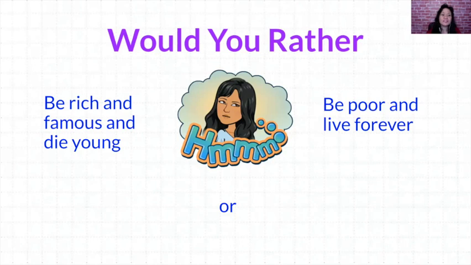Okay, would you rather be rich and famous and die young, or be poor and live forever? Now, if kids ask me, die young, what does that mean? Right? So you could specify before you turn 30 or before your 21st birthday. So you can decide what that means. And some of my students would say, well, but if I live forever, then wouldn't I have the opportunity to make money?